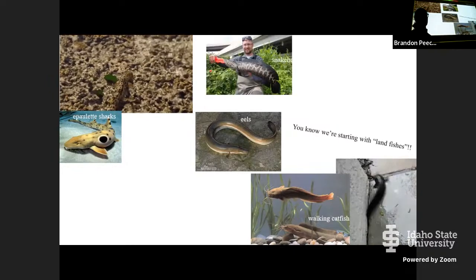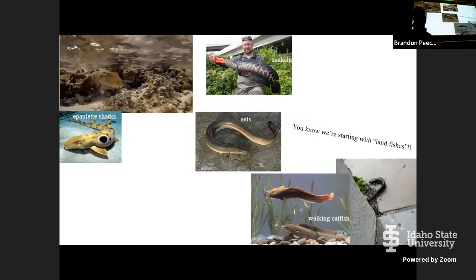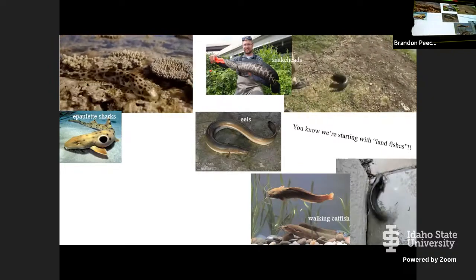It's pretty stressful, probably. Here's a snakehead. This is a fish from Southeast Asia, South Asia. How's this snakehead getting around?